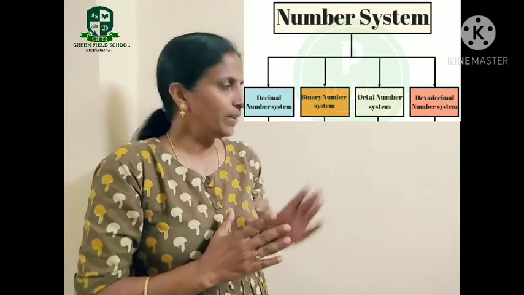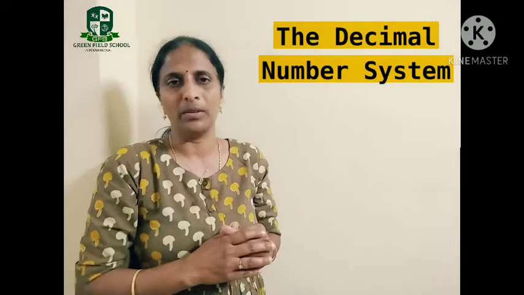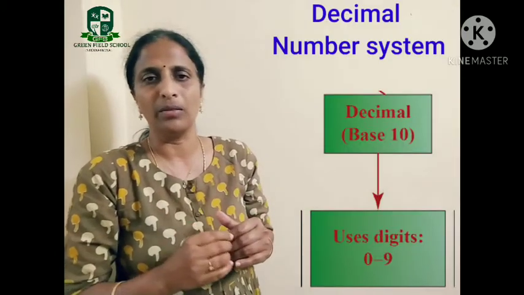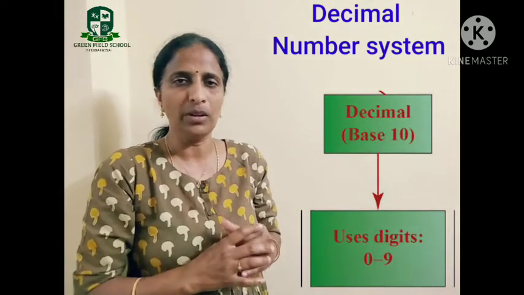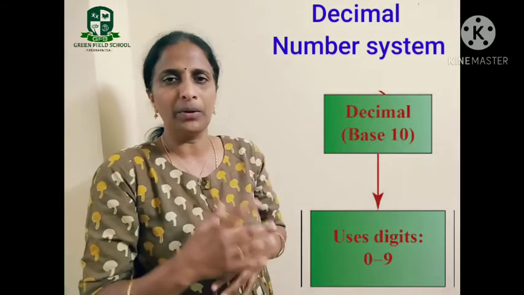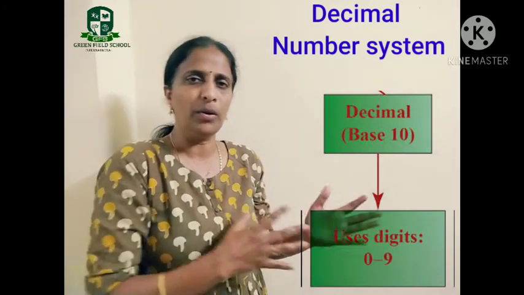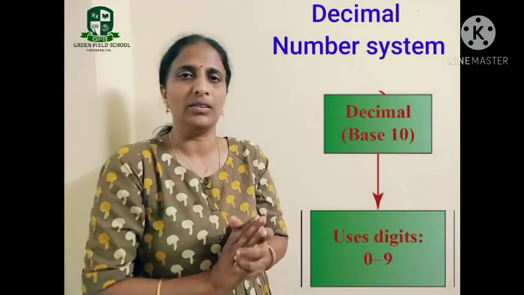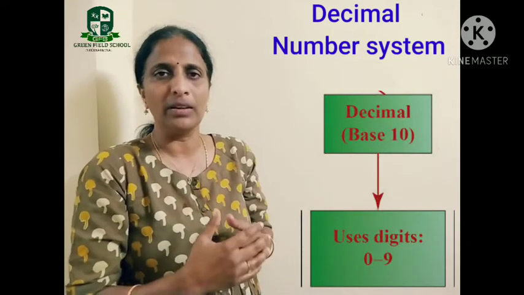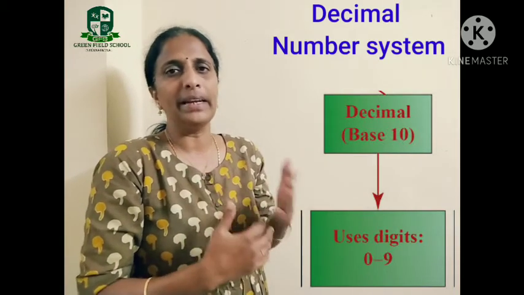The first one is the decimal number system. In this decimal number system we use digits 0 to 9. That means we use 10 digits with the base value 10. Any number we can write as a combination of these 10 digits. And we also use the base value and the face value of the digit to know the value of any number.